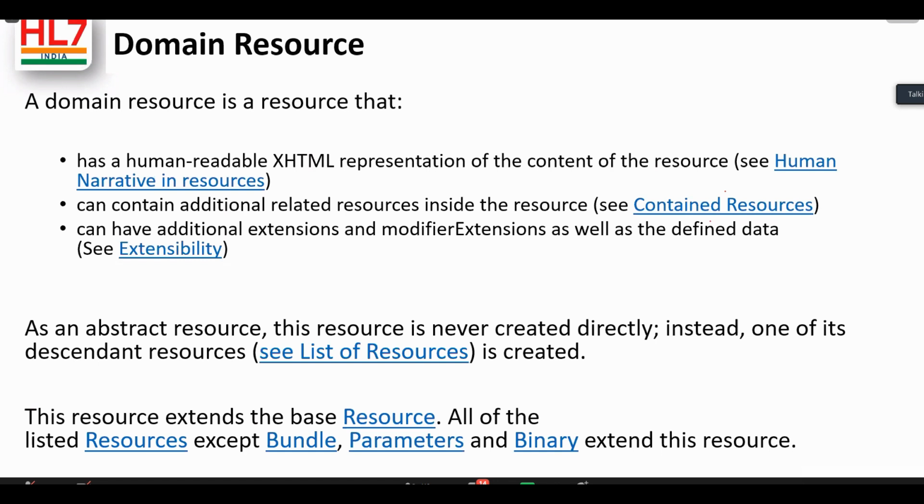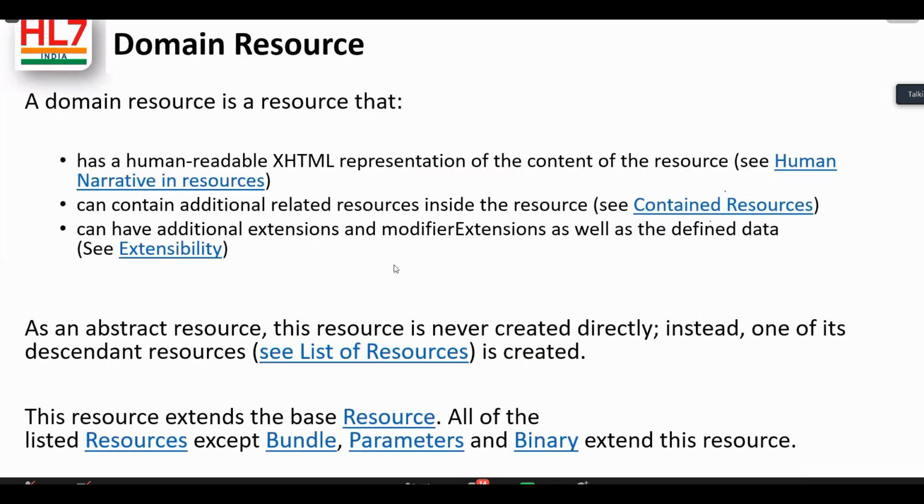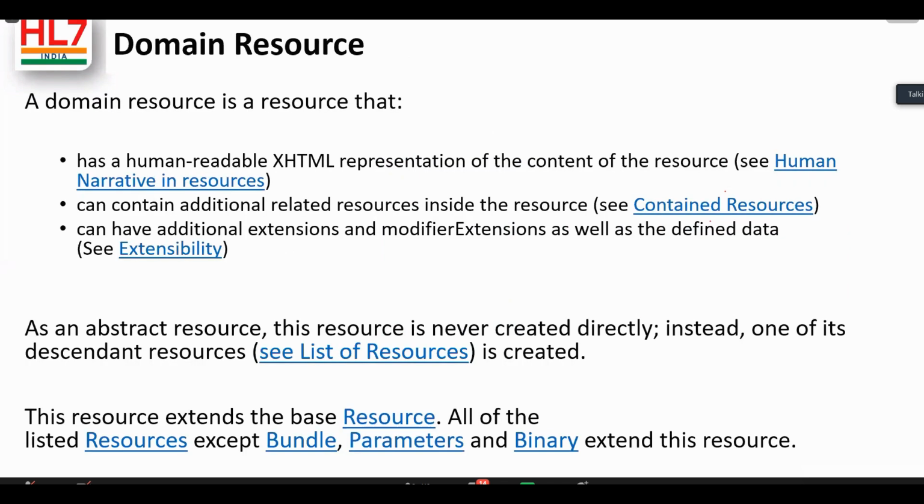So a domain resource, in addition to identity, meaning the ID, metadata, language, and implicit rules, has three more things: a narrative section, or the narrative, a contained resource if required, and then extensions. The base resource does not have extension, but a domain resource has an attribute where you can extend it. You can add extensions to the base resource. So that's a domain resource.